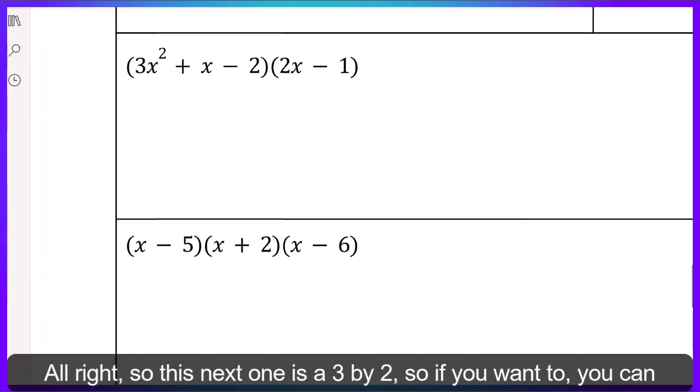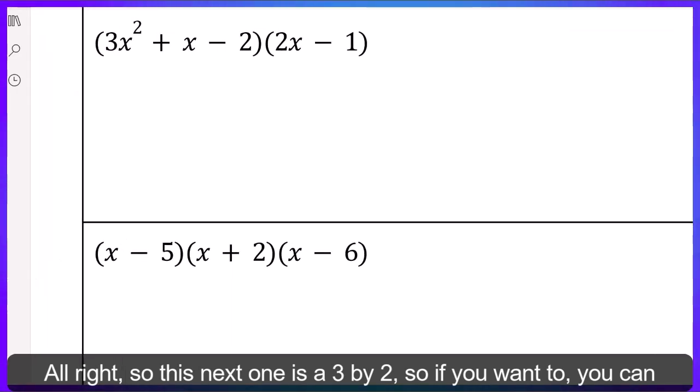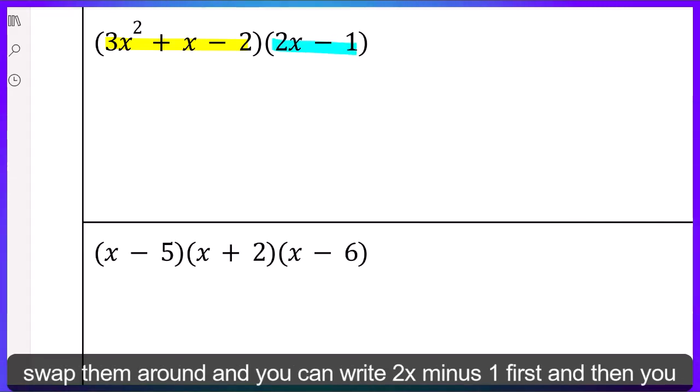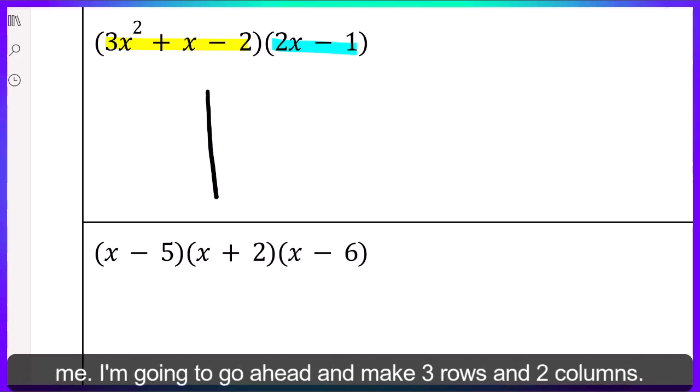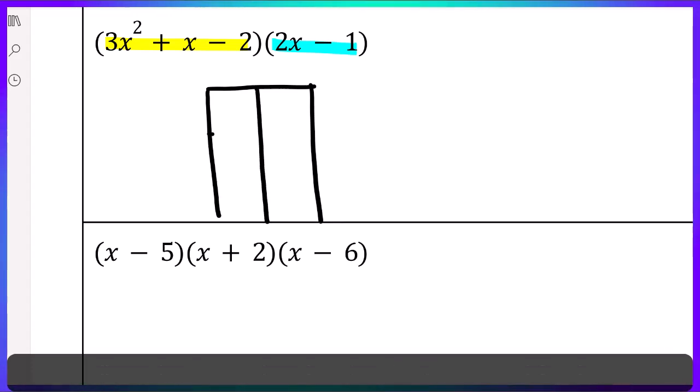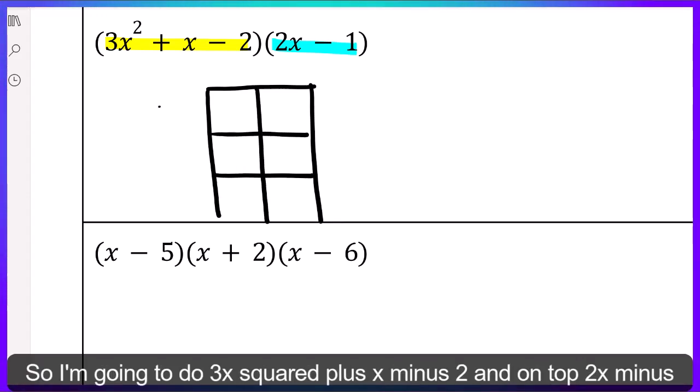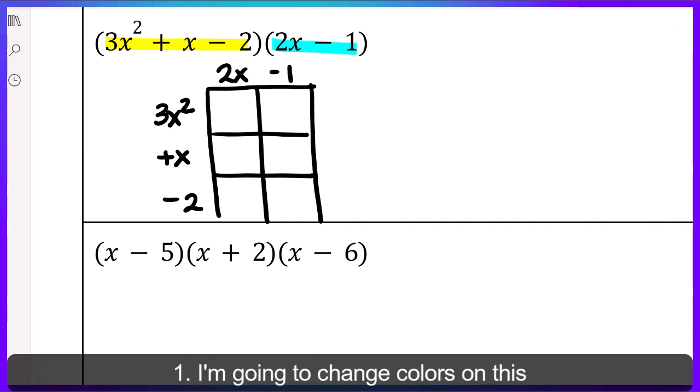All right, so this next one is a 3 by 2. So if you want to, you can swap them around and you can write 2x minus 1 first, and then you can do the 3x squared plus x minus 2 second. It does not matter to me. I'm going to go ahead and make 3 rows and 2 columns. So I'm going to do 3x squared plus x minus 2, and on top 2x minus 1. I'm going to change colors on this one.